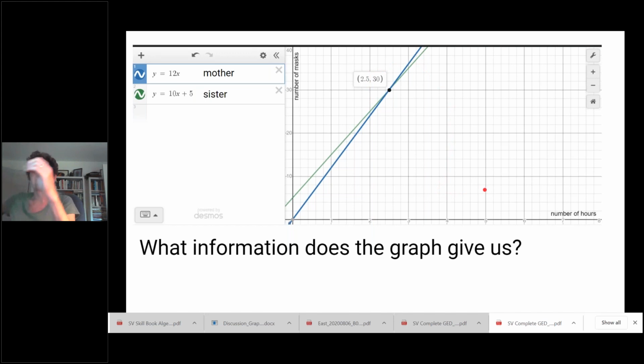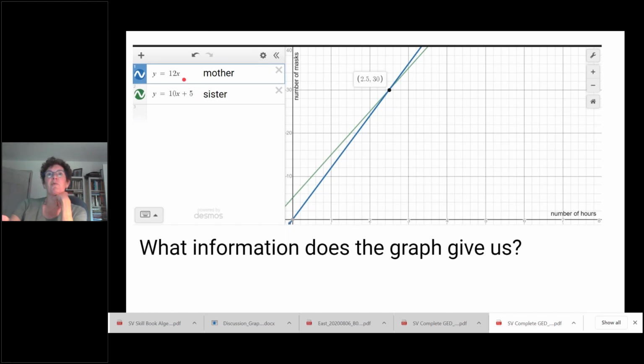So what information does the graph give us? Remember, this point of intersection is the solution to our system of equations. Here's our system: y equals 12x, that's one equation. y equals 10x plus 5, that's our second equation. That makes it a system, and we're looking for the point where they intersect. So the question that we would be answering is, how many hours before they both sewn the same number of masks?